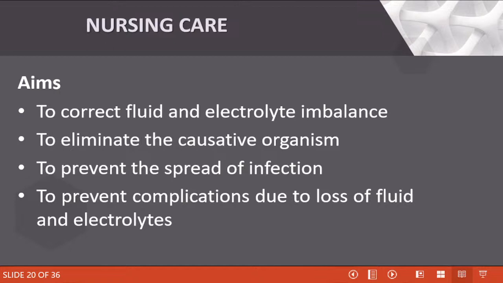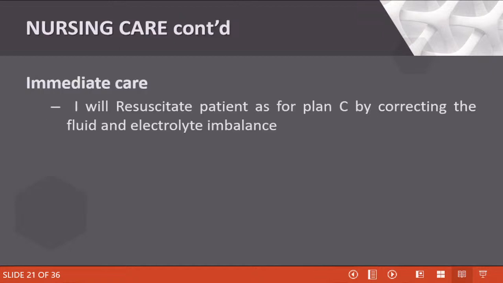This is the 50 marks part of the question. Aims: we're going to correct fluid and electrolyte imbalance. We're going to eliminate the causative organism. We're going to prevent the spread of infection. And lastly, we're going to prevent complications due to fluid loss and electrolyte imbalance. Let's start with our immediate care.